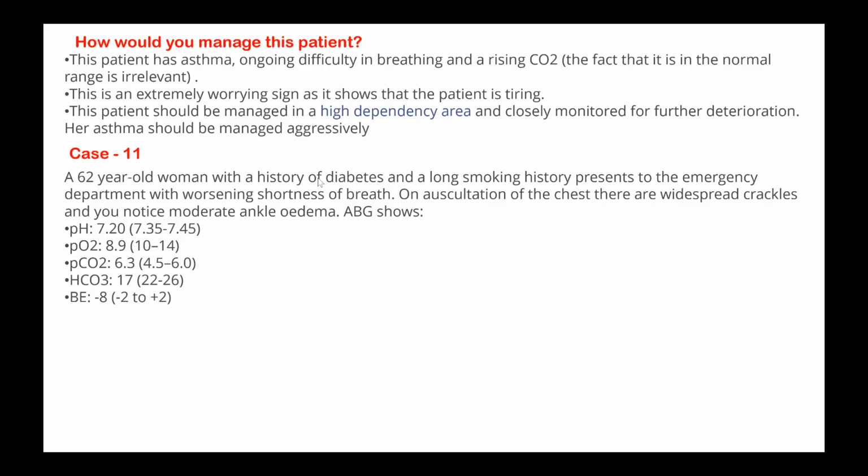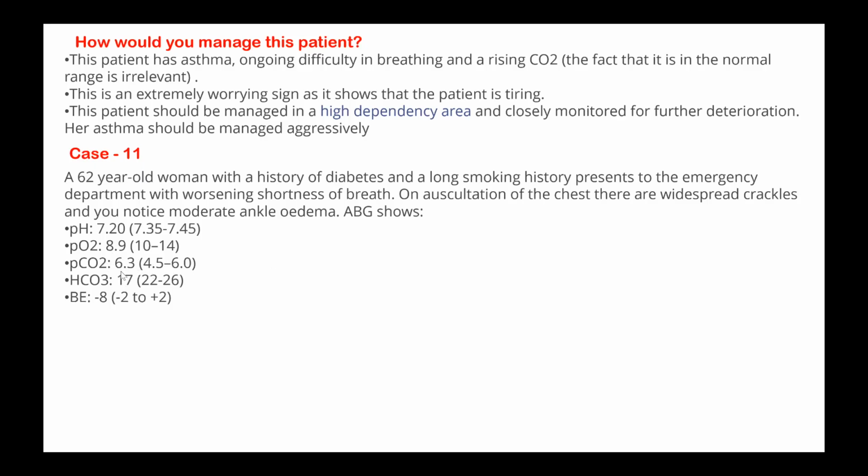A 62-year-old woman with a history of diabetes and a long smoking history presents to the emergency department with worsening shortness of breath. On auscultation of the chest, widespread crackles are there. We notice ankle edema also in this patient. ABG: pH is acidotic, PCO2 is raised more than normal, and bicarb is low. So, this is primary metabolic, PCO2 is also high. Respiratory acidosis, metabolic compensation?